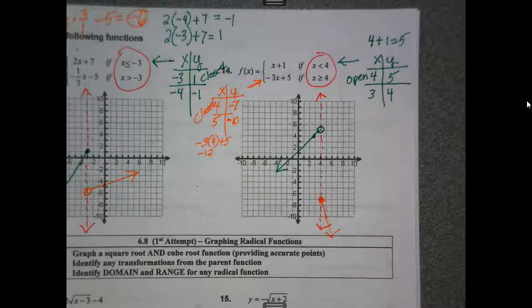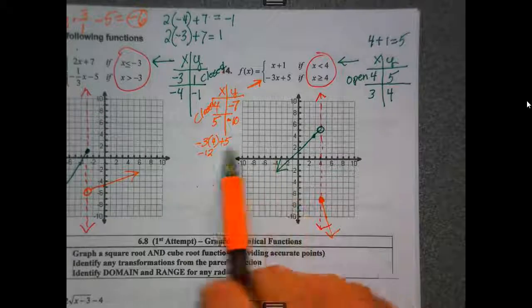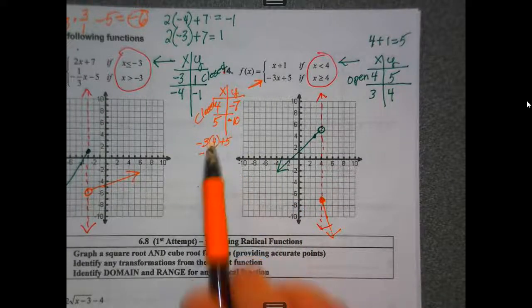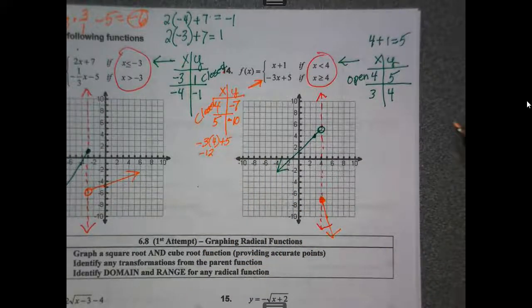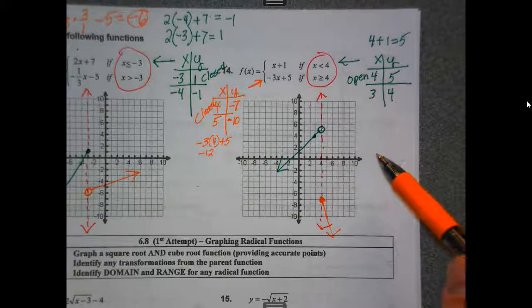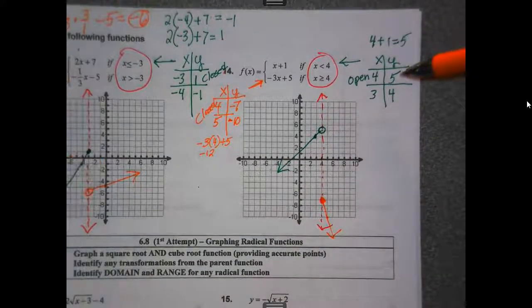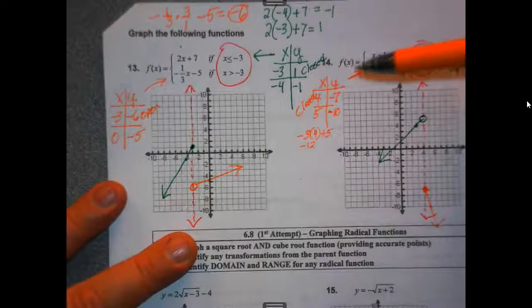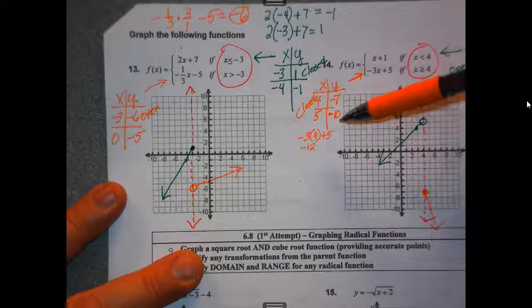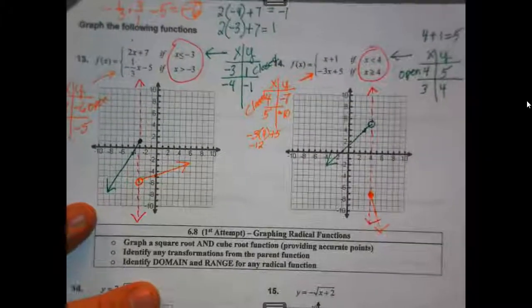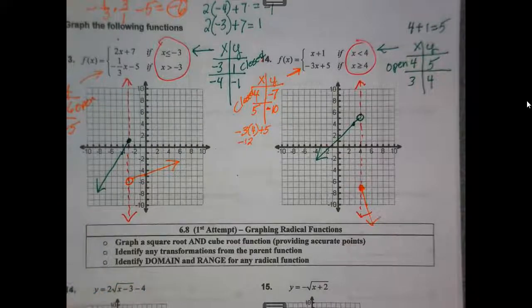Did I make a mistake? Negative 12. Which one? Oh, the first equation. What did I screw up? Am I good? Okay.